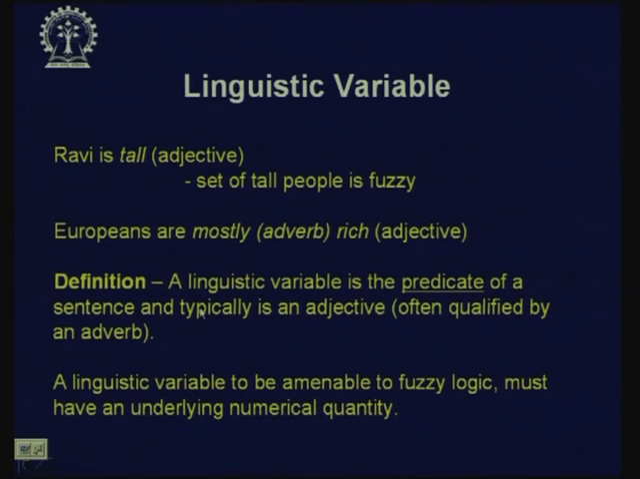All right. So, we can define a linguistic variable as a predicate of a sentence and is typically an adjective, okay, which is often qualified by an adverb.